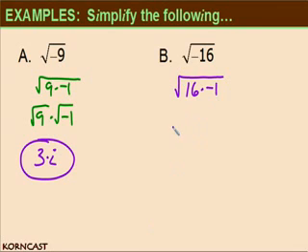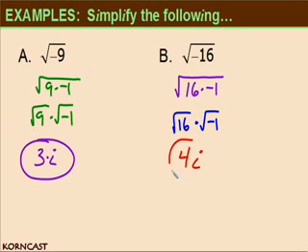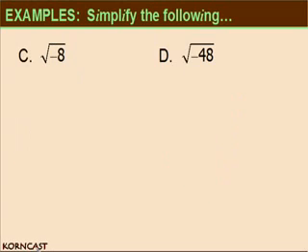Again, with our product property, we're going to get the square root of 16 times the square root of -1. And lastly, I know the square root of 16 is 4, and I know the square root of -1 is, you guessed it, i. So the square root of negative 16 is 4i.